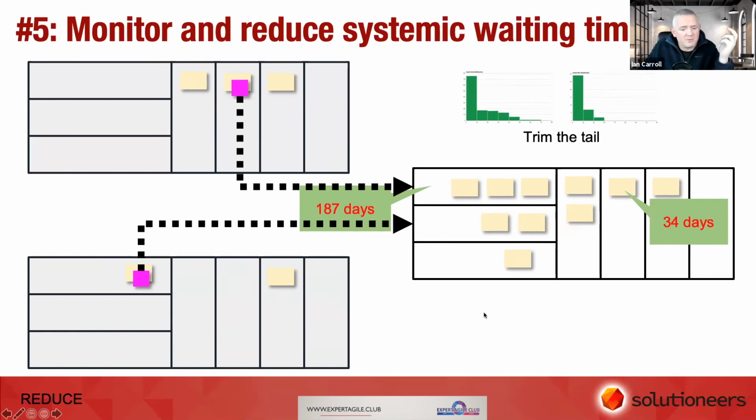Remember systems thinking? The idea that we look at the organization as an end-to-end system. And if you try to optimize any one part of the system, in most cases, you sub-optimize the whole. So let's really focus on how we reduce waiting time end to end. And again, we do that by looking at data. We look at the cycle time histograms that we get from this, and we look to trim the tail.